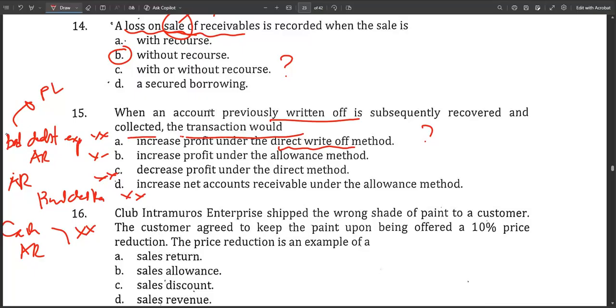Therefore, there's a bad debt recovery. So under the direct write-off method, there's an increase in profit when there is a recovery. Okay, so this is the correct one. When it comes to the allowance, why is it wrong?